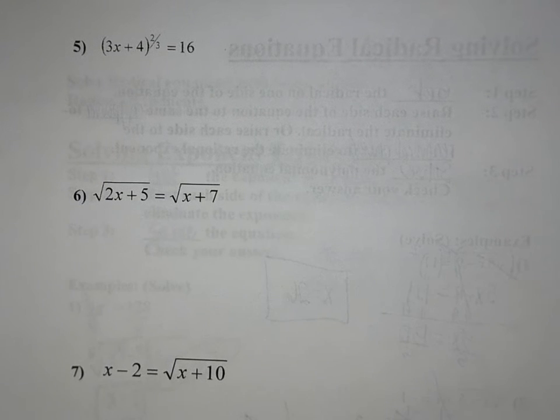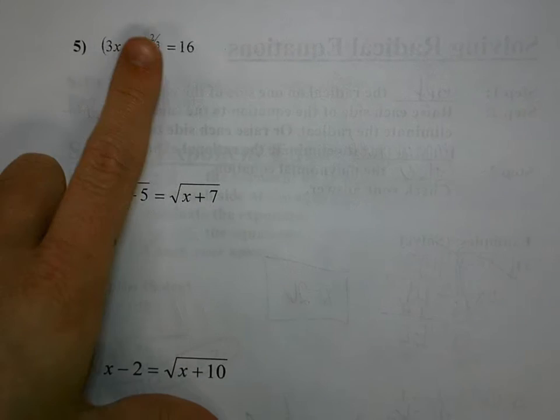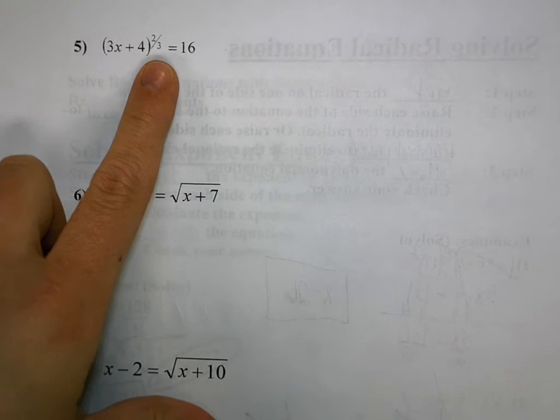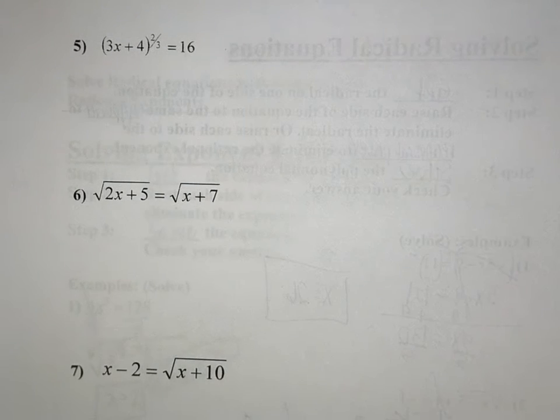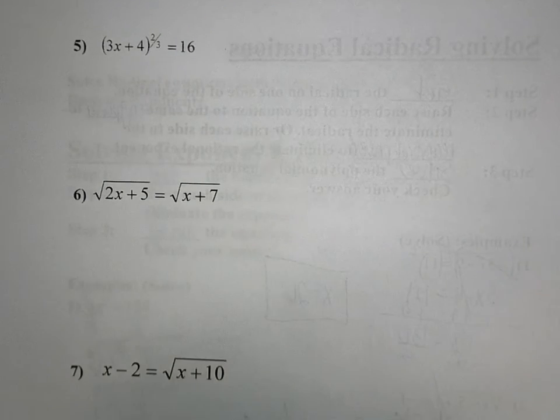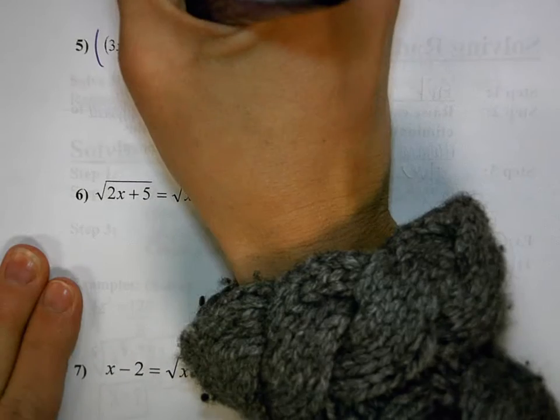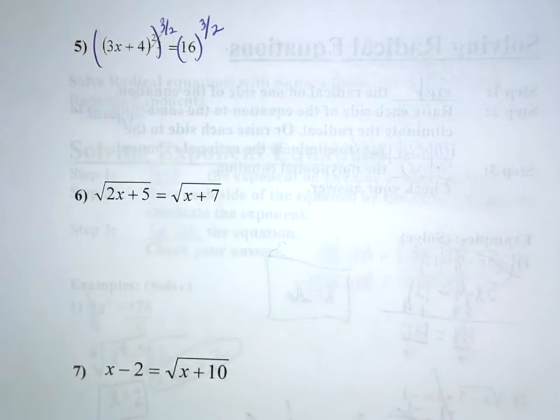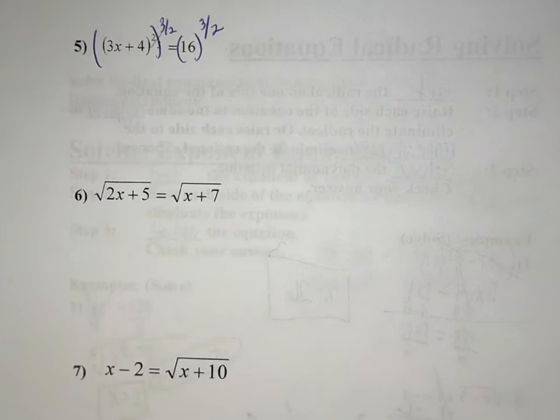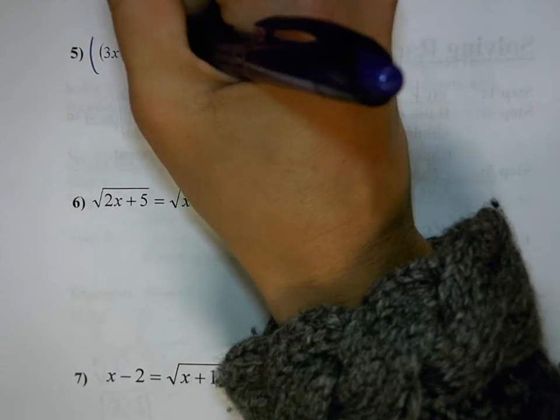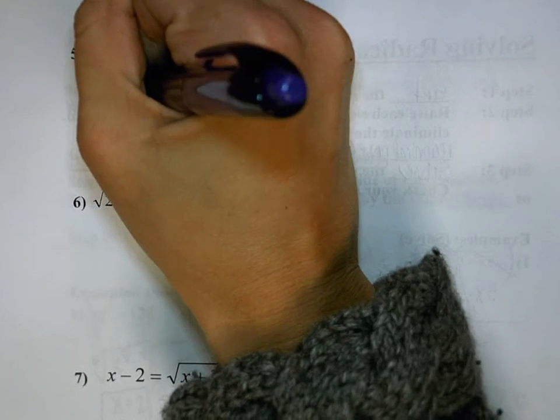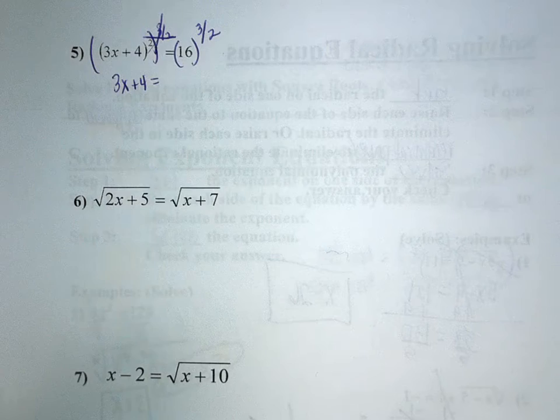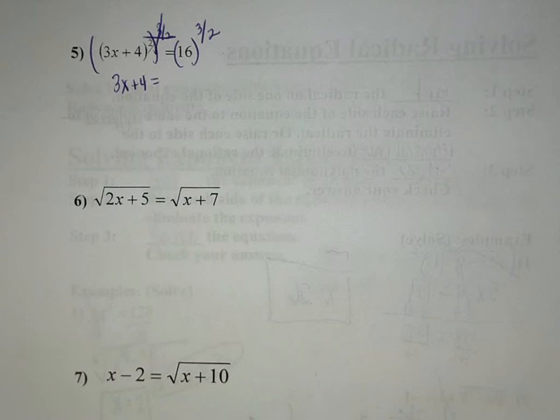All right, continuing on with our 6.3 notes, we see that we have another fraction exponent. So what am I going to do in order to get rid of that fraction exponent? The reciprocal, and what's my reciprocal? 3 over 2. And whatever we do to one side, we do to the other side. So 3 over 2 and 2 over 3, those cancel out. We are left with 3x plus 4 equals, and what am I going to do with 16?